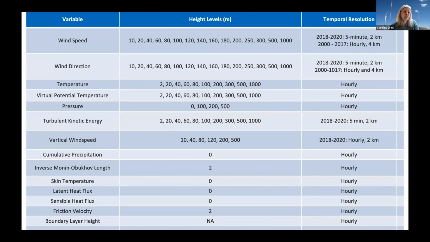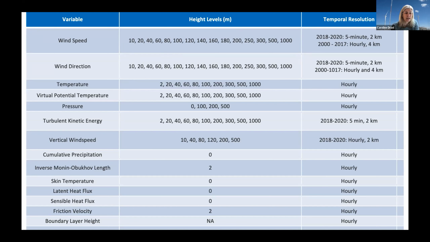And here I have a slide that shows you all the variables that we're going to save from the runs. And this table has been discussed in many discussions with stakeholders and has ultimately been approved by the stakeholders. And you see that wind speed and wind direction are the most important ones. They are going to be available at many heights. And there are some other variables that will be a subset of heights. Again, there's going to be 3 years of 5-minute 2 kilometers and the rest of the 20-year hourly 4 kilometers before we want to create this homogeneous data set.